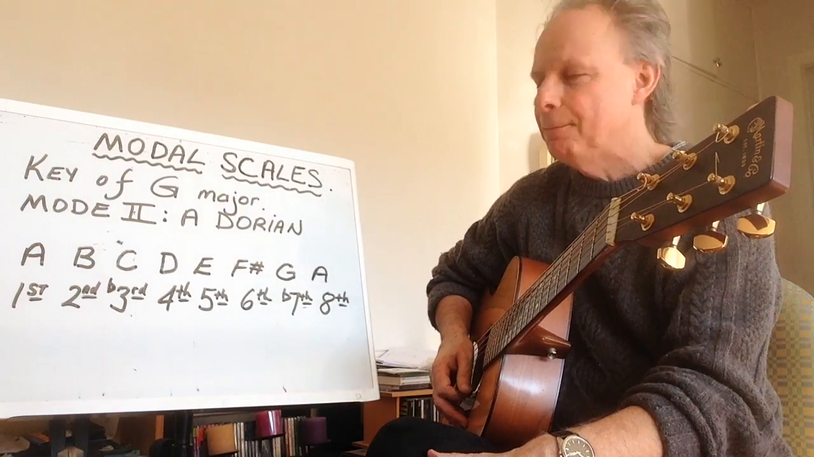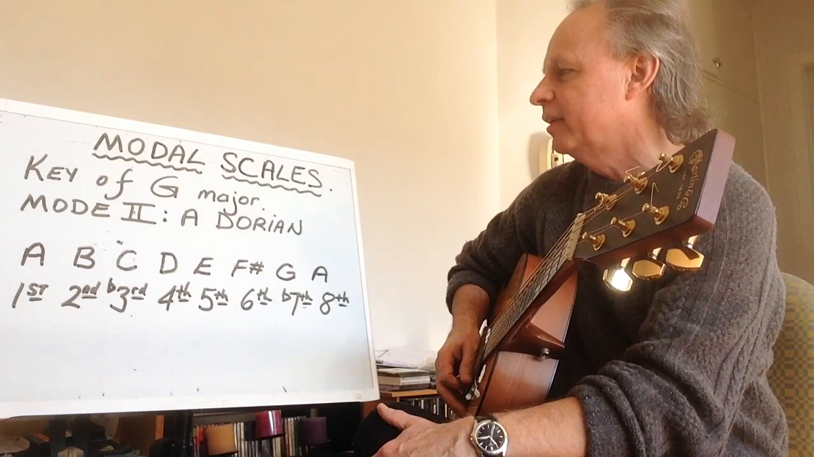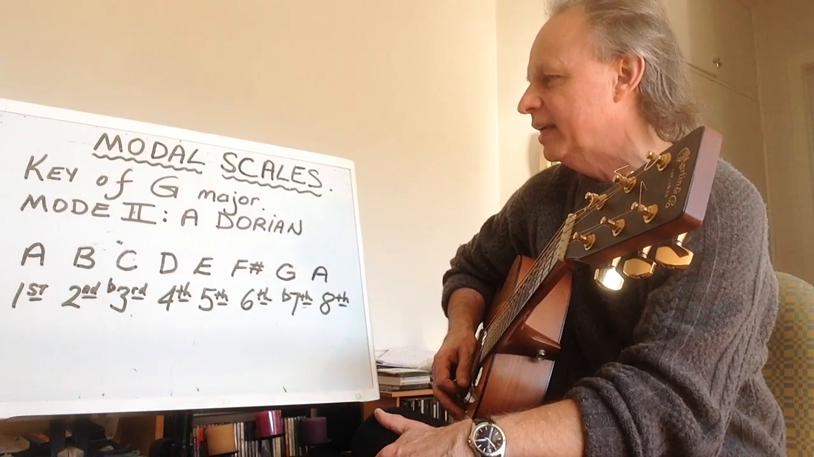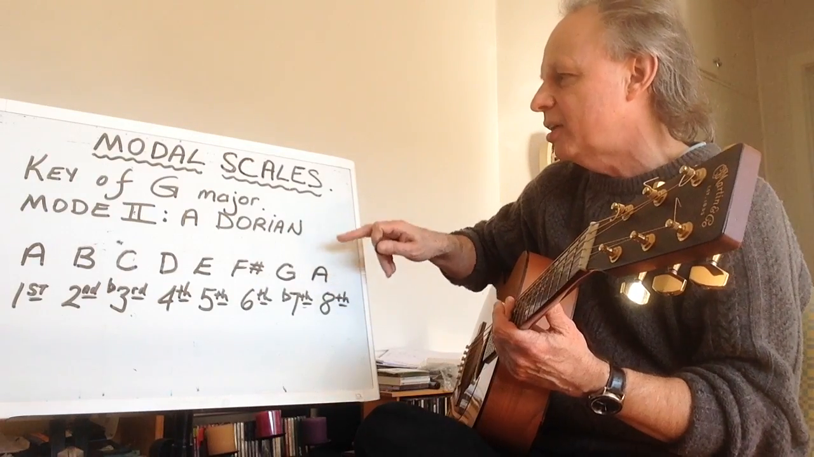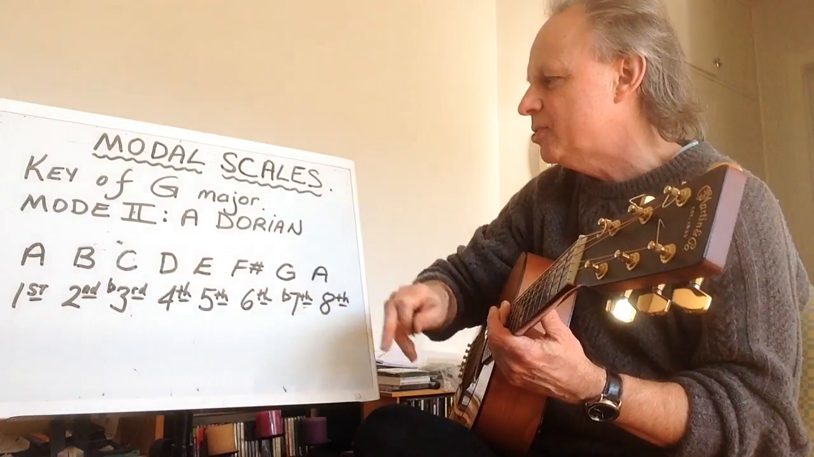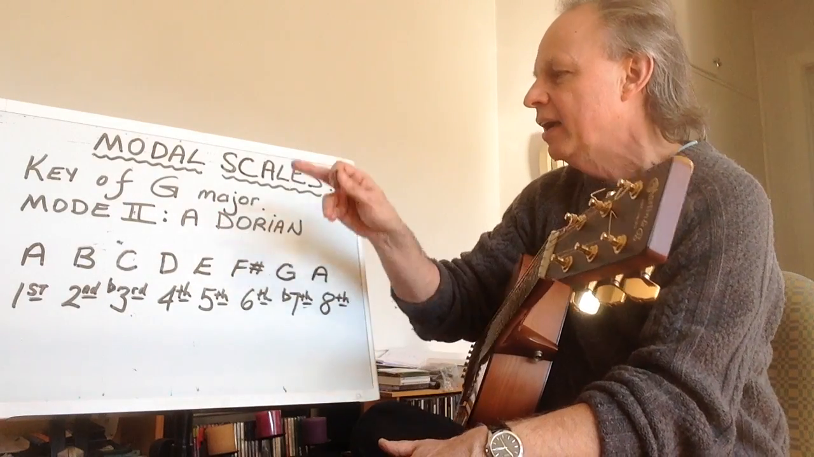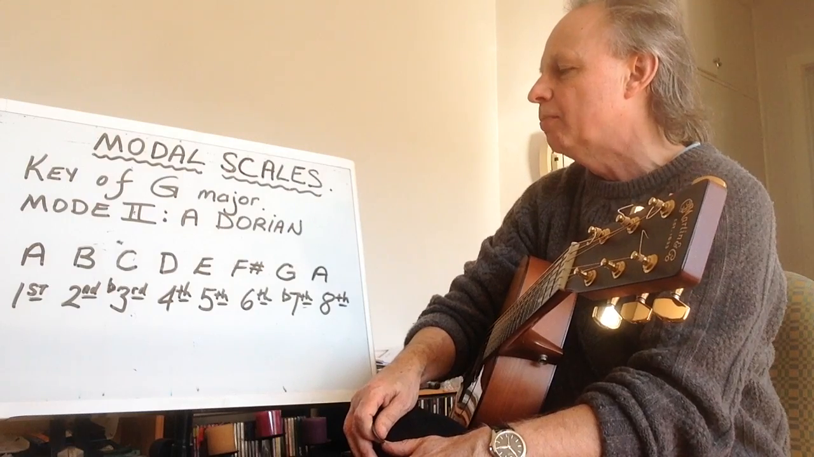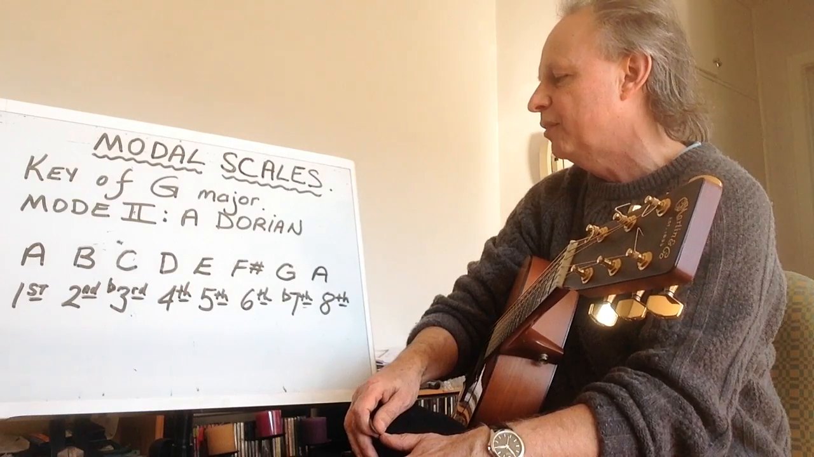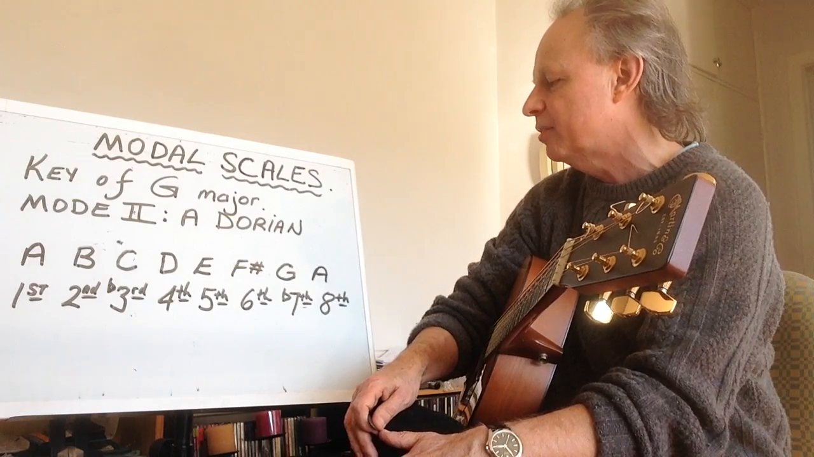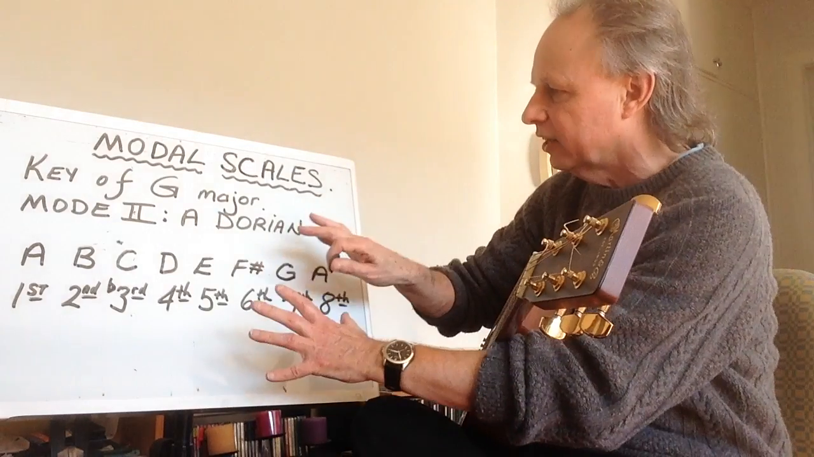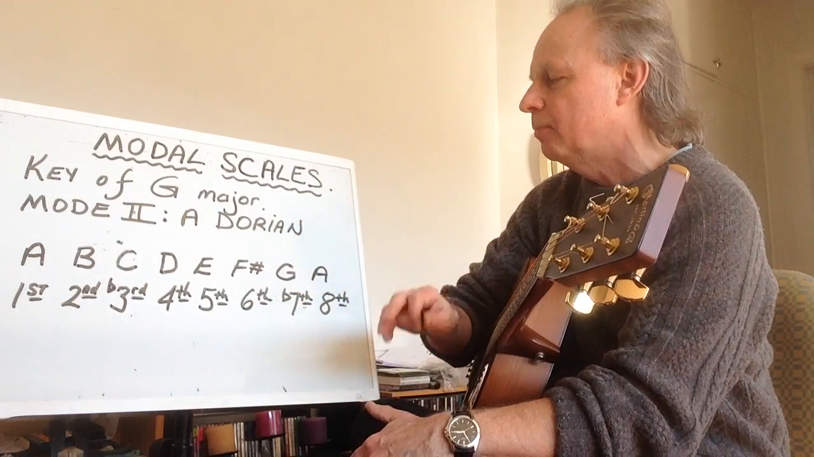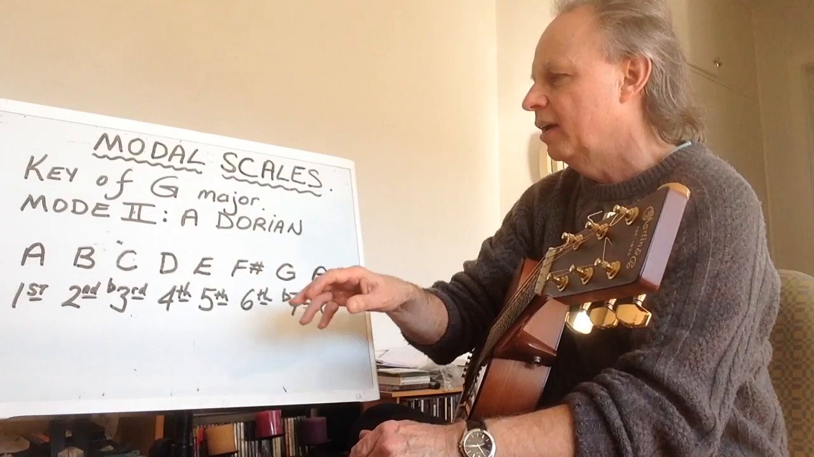Anyway, so we're going to come back to our mode and have a little bit of a look tonight at what A Dorian is. And I've written out the notes in the A Dorian scale: A, B, C, D, E, F sharp, G, A. The intervals underneath are the first, the second, the flattened or minor third, the fourth, the fifth, the sixth, the flattened or minor seventh, and the eighth or the octave. Let's have a little closer look at that before we learn more about the sound of the mode.